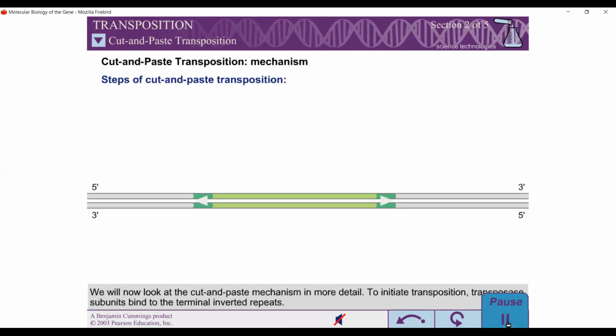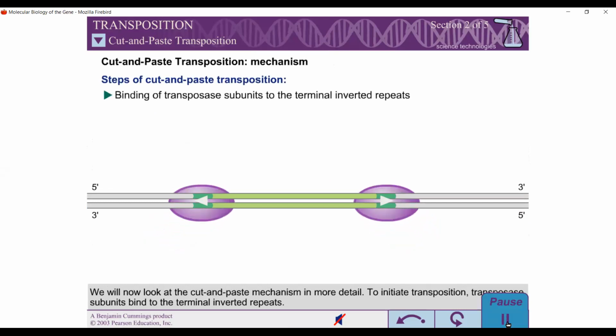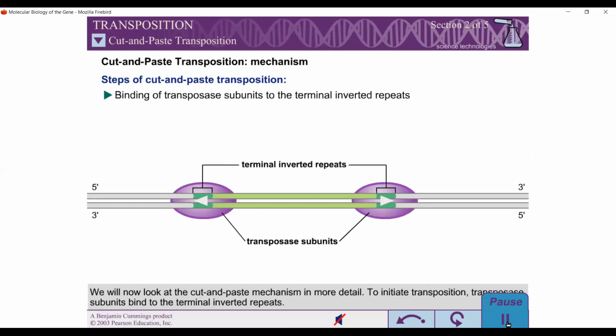Now, what are the steps of cut and paste transposition? The first step is that the transposase enzyme subunits bind to the terminal inverted repeats. To recapitulate, all mobile DNA elements have terminal inverted repeats at their borders. So the transposase subunits, which are produced from the transposase gene of this mobile DNA element, are able to bind to the two ends of the inverted repeats.